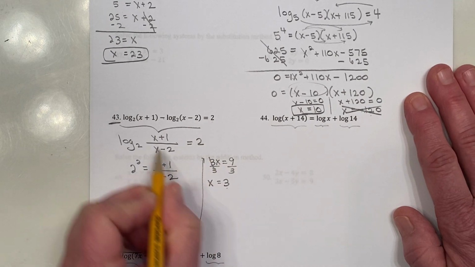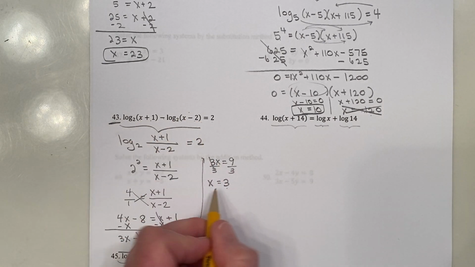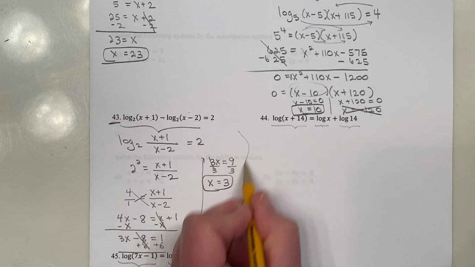And let's go back and check 3. 3 plus 1 is 4. Yep, that's good. That's positive. 3 minus 2 is 1. That's positive. So this is a good answer.